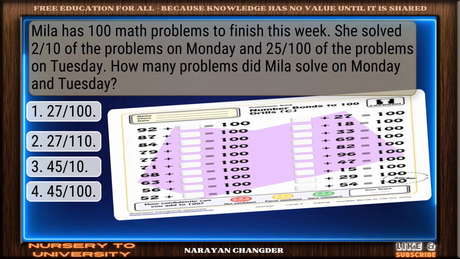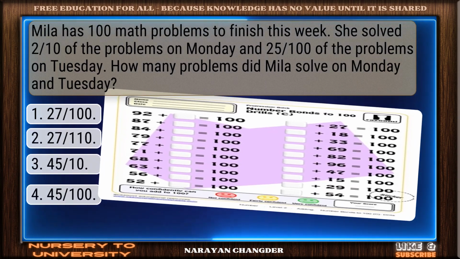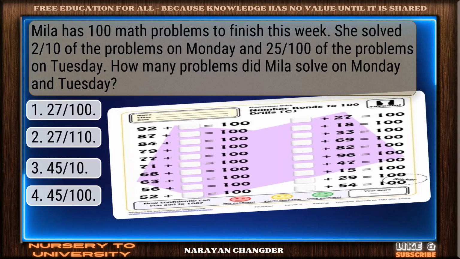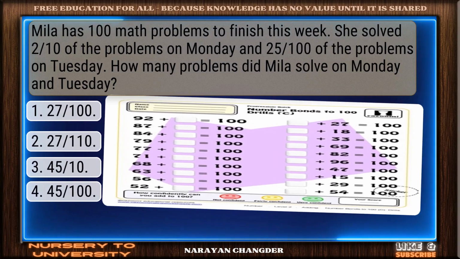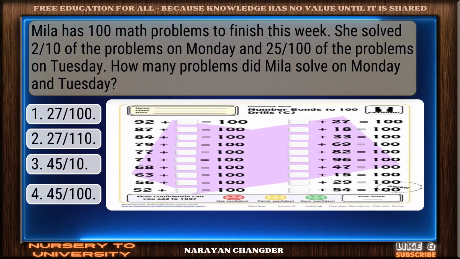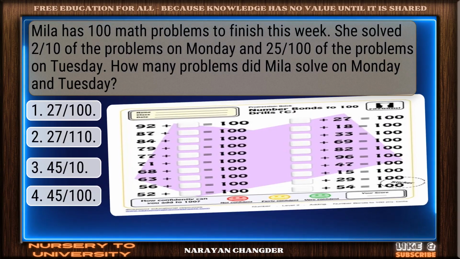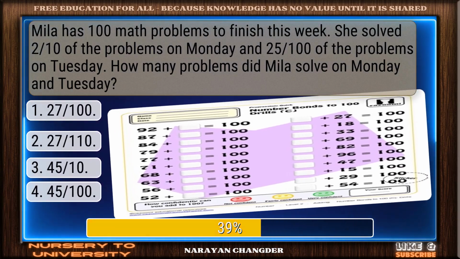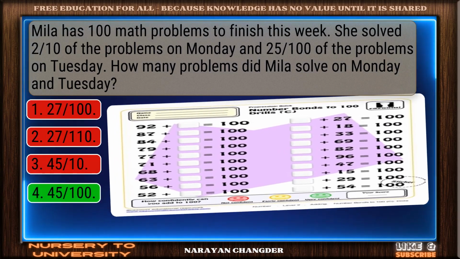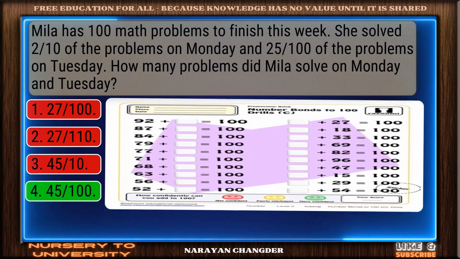Mila has 100 math problems to finish this week. She solved 2/10 of the problems on Monday and 25/100 of the problems on Tuesday. How many problems did Mila solve on Monday and Tuesday? Valid point. 45/100 is true.